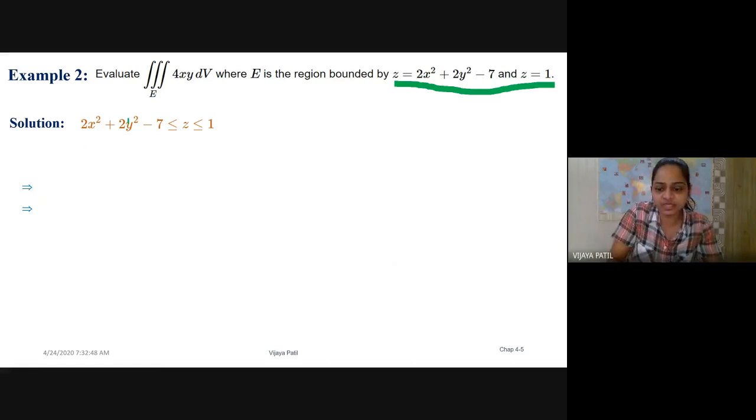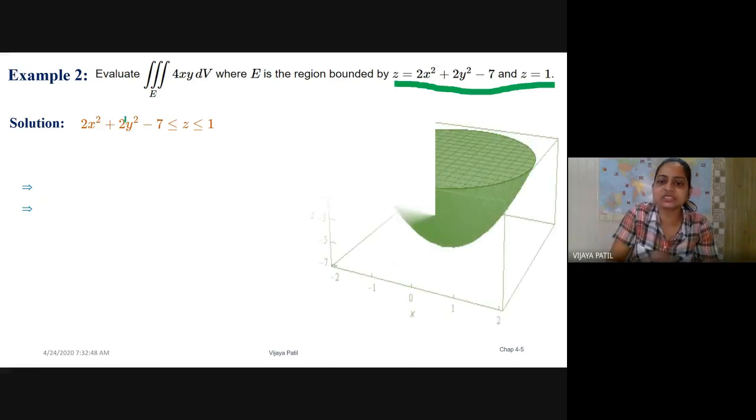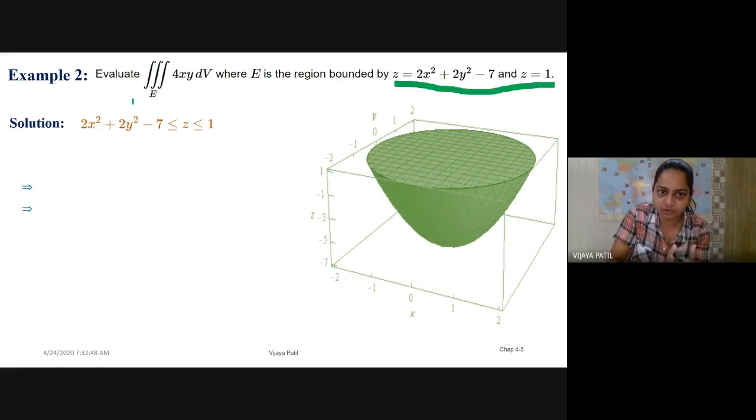So this is what we have done, and therefore this is the paraboloid. If you'll observe this paraboloid, this is 2x square plus 2y square minus 7, and what is the lower limit of my z? The z will move from this, the region on this paraboloid, and what is the restriction? The restriction is my z equals 1 plane. This is the restriction of my z equals 1 plane, and therefore this is the limit.